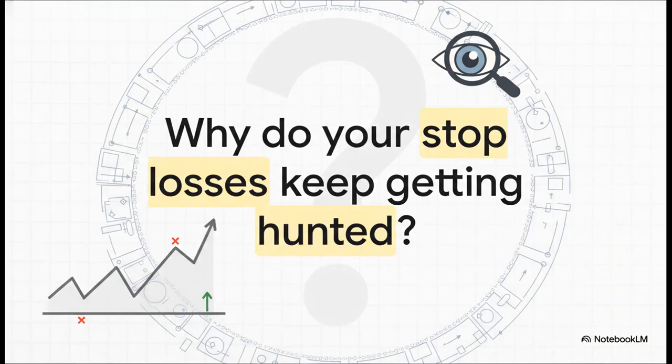So let me ask you a question. Why do your stop losses keep getting hit? I mean, you see a crystal clear support level, you put your stop just underneath it, you feel pretty good about it, and then what happens? Price just wicks down, takes you out to the exact tick, and then rips in the direction you wanted it to go, but without you. If that's you, it's because you're playing a game, but you don't actually know all the rules.